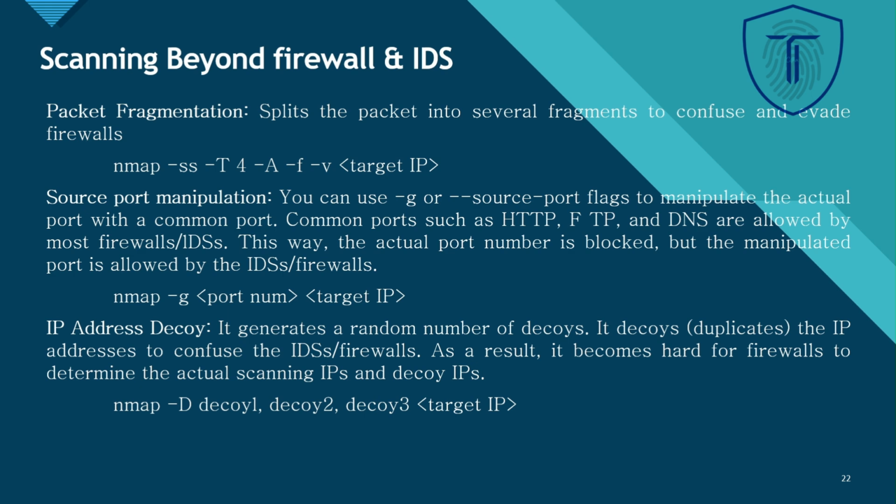This command will generate a random number of decoy IP addresses to confuse IDS and firewalls. As a result, it becomes hard for the firewall to determine the actual scanning IP address. And here is a command for that as well.